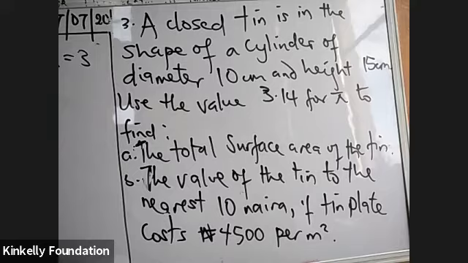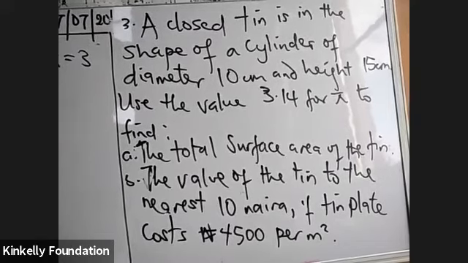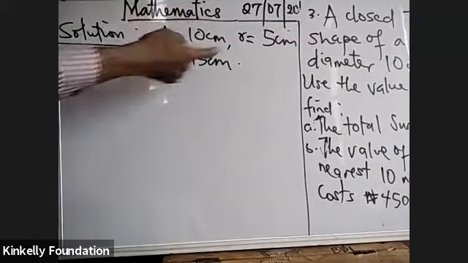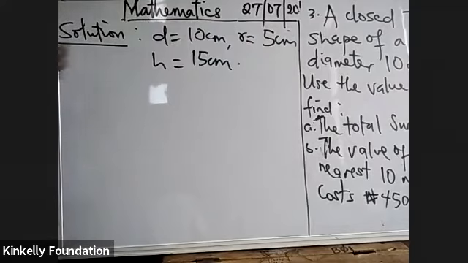A closed tin is in the shape of a cylinder of diameter 10 cm and height 15 cm. Use the value 3.14 for pi to find the total surface area of the tin and also the value of the tin to the nearest 10 naira if tin plate costs 4,500 naira a meter squared. We say that diameter is 10 cm, radius is 5 cm, height is 15 cm.